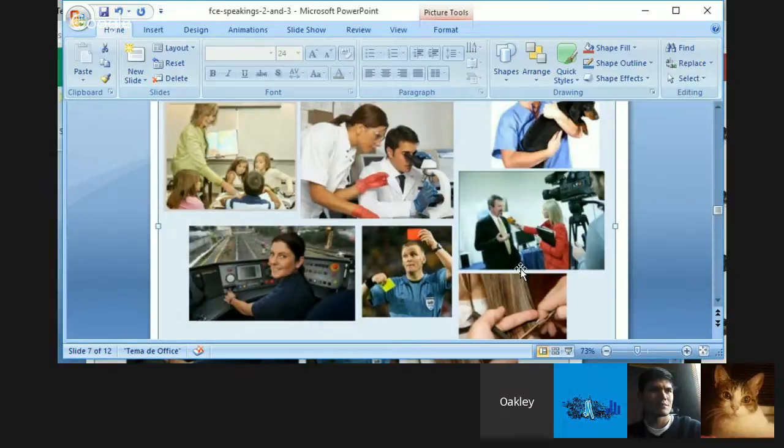All right. When you're interacting in this part of the exam, it's very good to have some expressions like that in your repertoire. That's a good one. Actually, I'm on the same page.